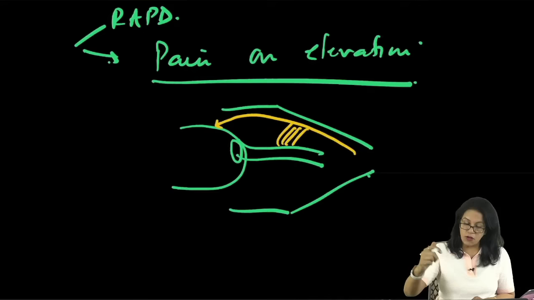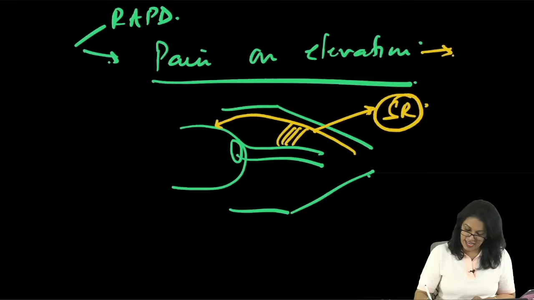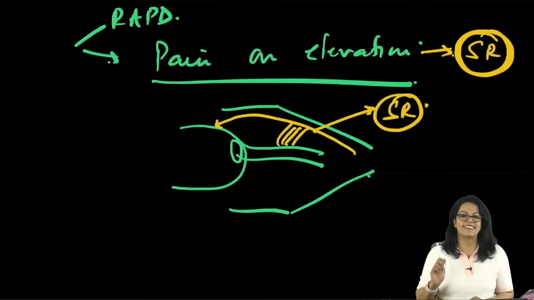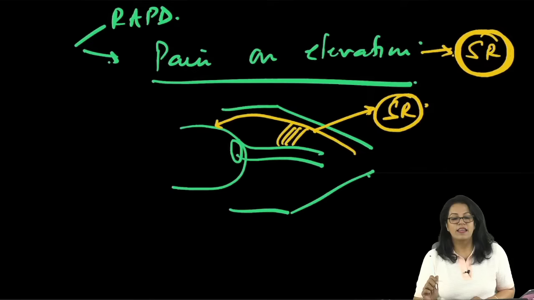So this is your exam question again. Pain on eye elevation is due to superior rectus fibers. We will not forget this, right? So the first sign of optic nerve disease is RAPD, and another thing which helps for diagnosis is pain on eye elevation, right? Okay, this is about the second point.